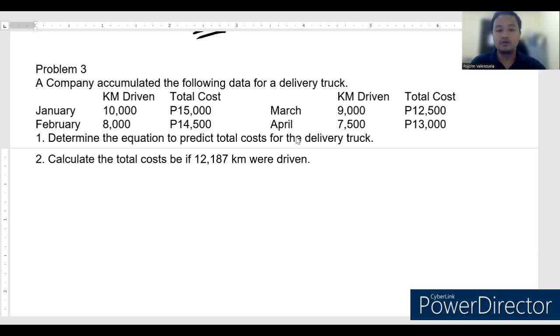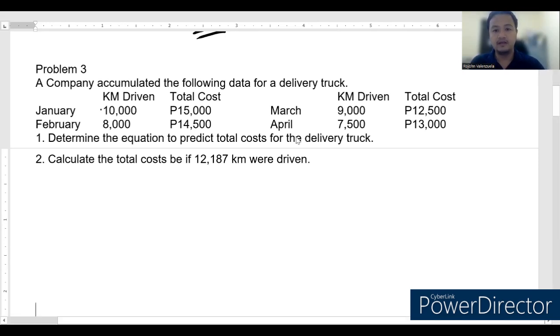So ang hinahanap dito is yung equation or yung cost function, yung cost formula. So gagawa tayo ng Y = A + BX, pero may fixed cost tsaka may variable cost per unit. Yung number 2, after getting the equation to predict, gagamitin natin yun para makompute yung total cost if yung ating kilometers driven is 12,187. Okay? So we have two questions here. So again, using the high-low method pa rin naman tayo.